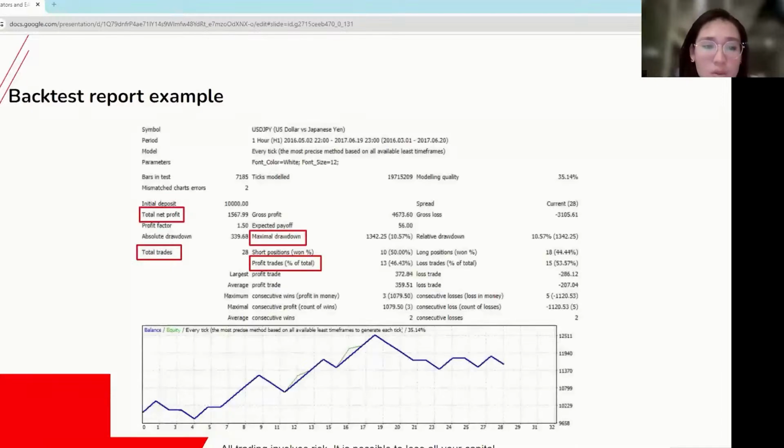So this is an example of what your backtest report looks like, and there are 4 key areas that you would need to look at when you produce your backtest report in MT4. That would be those highlighted here: your total net profit, maximum drawdown, total trades, and profit trades.